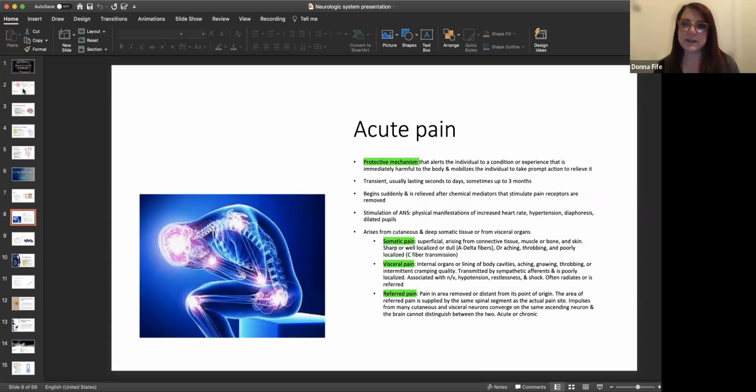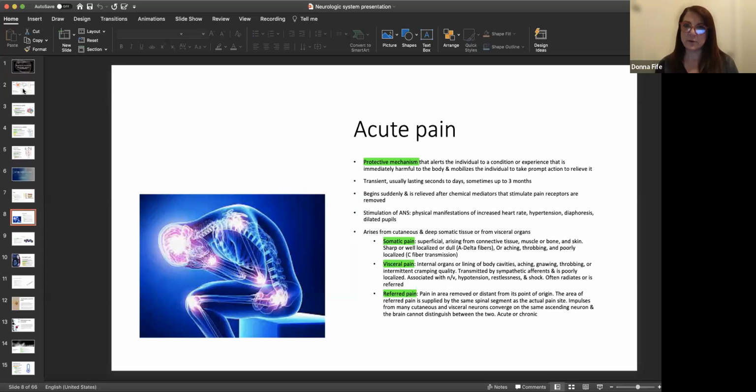Acute pain, this is a protective mechanism. This alerts the person to a condition or experience that is immediately harmful to the body, and it mobilizes the individual to take prompt action to relieve it. This is transient, and it can last from a few seconds to days or may last up to 3 months. It begins suddenly and is relieved after the chemical mediators that stimulate pain receptors are removed.